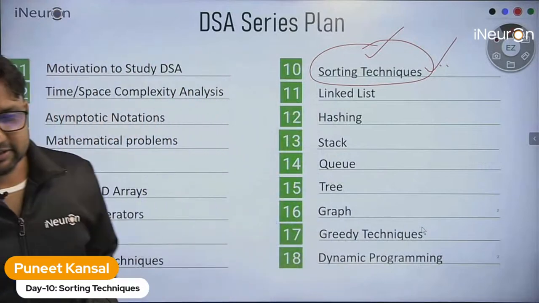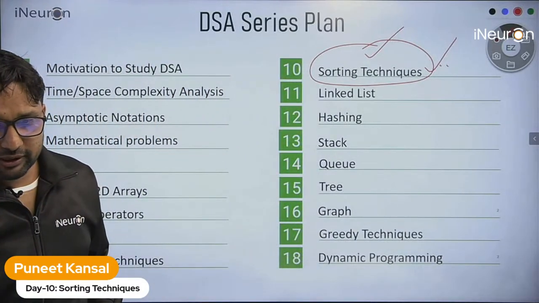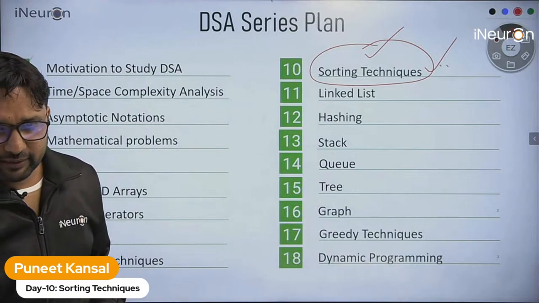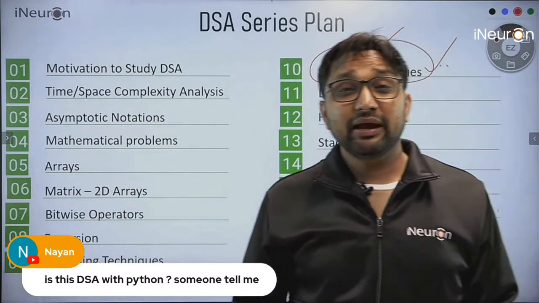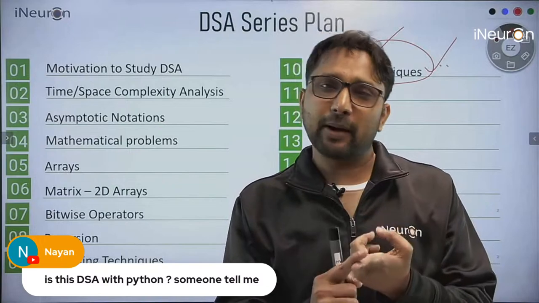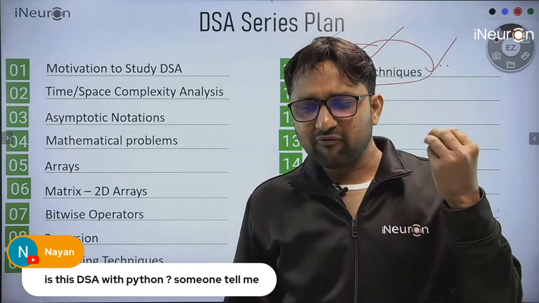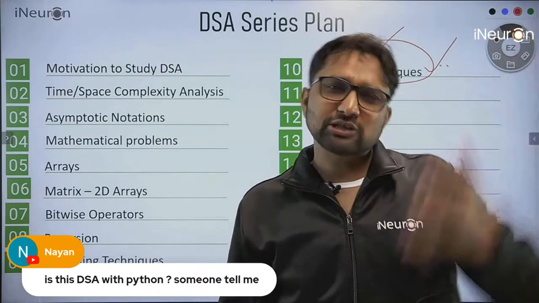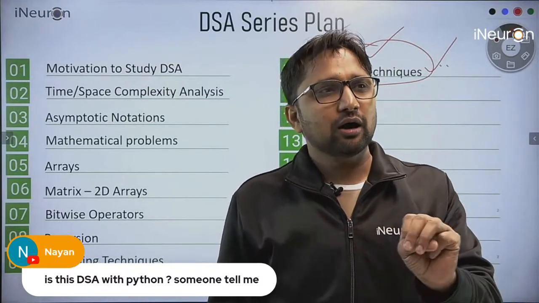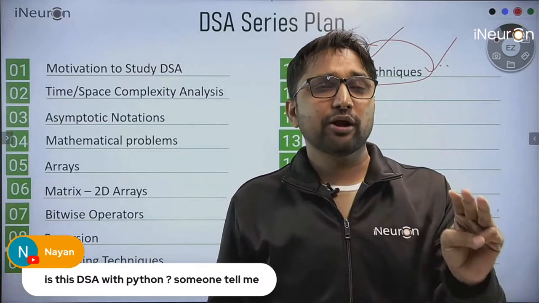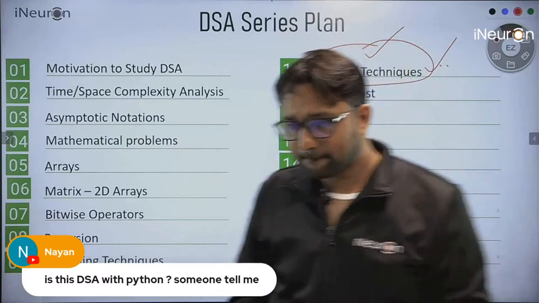Let me take some questions from the chat section. I think there are some new people here, so you can ask questions so that I can reply. Nayan is asking, is this DSA with Python? So Nayan, let me tell you, in this series I'm using three languages: C++, Java, and Python. If you are comfortable in any language, you can join the session. Even if you are in any other language, you can join, because DSA is more about logic building. After that, you can write the code in any language. Still, I'm using three languages, and I will provide you the solution in C++, Java, and Python. Okay, Nayan.